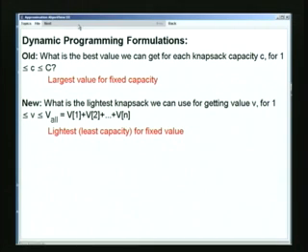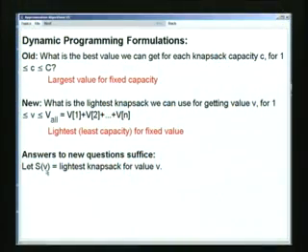As you can see, it's the complementary question. Here we ask the largest value for fixed capacity. Here we are going to ask the least capacity for the fixed value, or the lightest knapsack for the fixed value. I want to point out that if we answer these new questions, we will still get a solution to the original problem which we started off with.